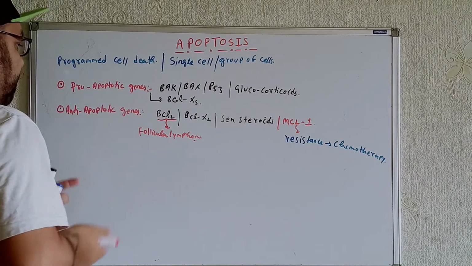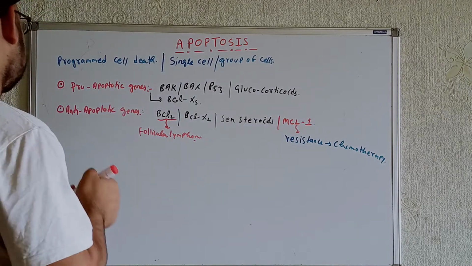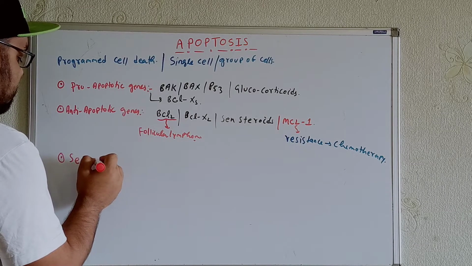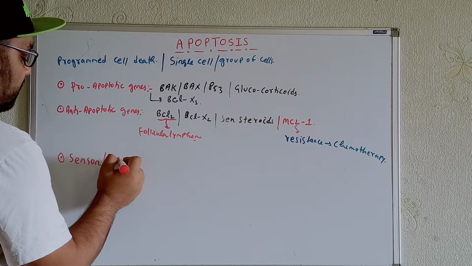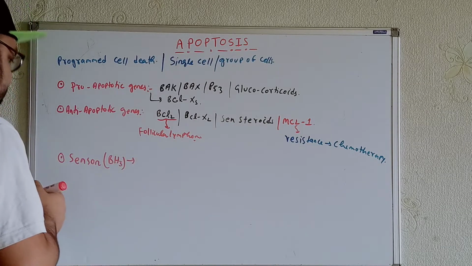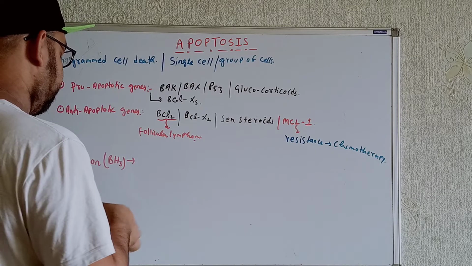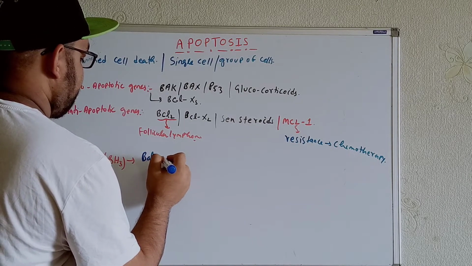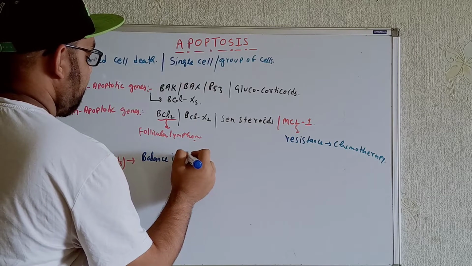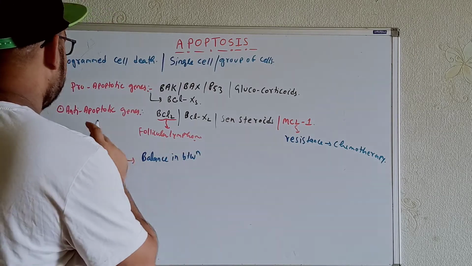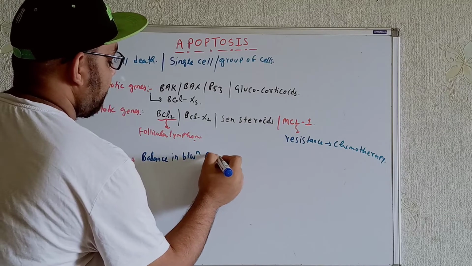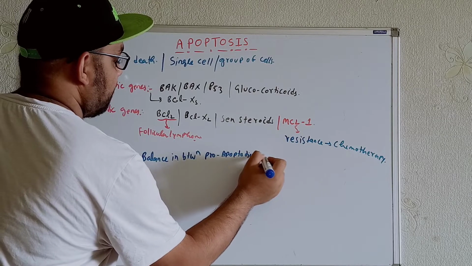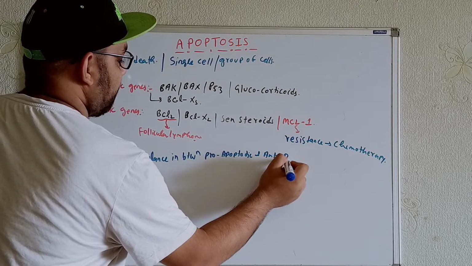There are also certain types of genes that balance between the pro-apoptotic and anti-apoptotic genes. These are known as the sensors, also called BH3 genes. Their main function is to balance between pro-apoptotic and anti-apoptotic genes.